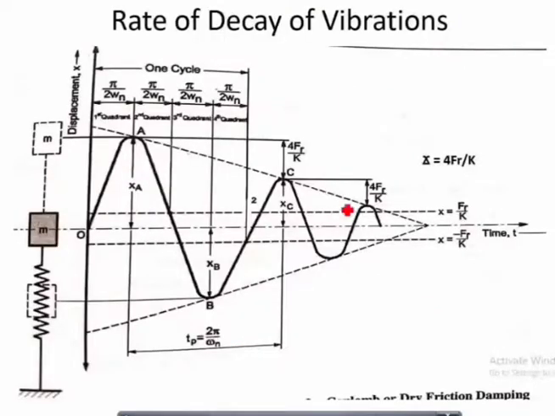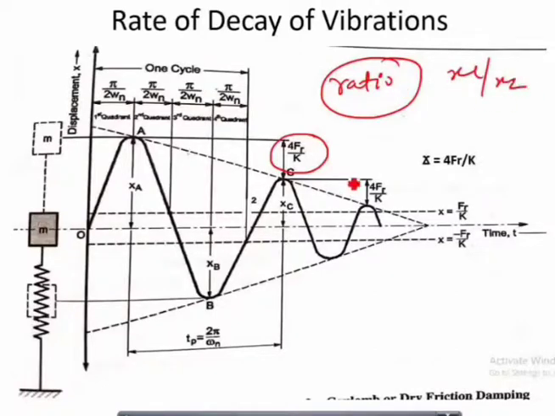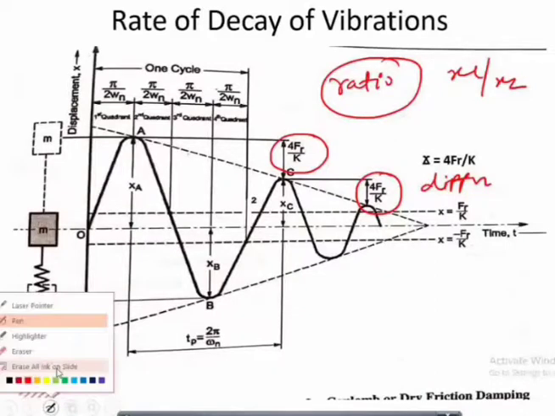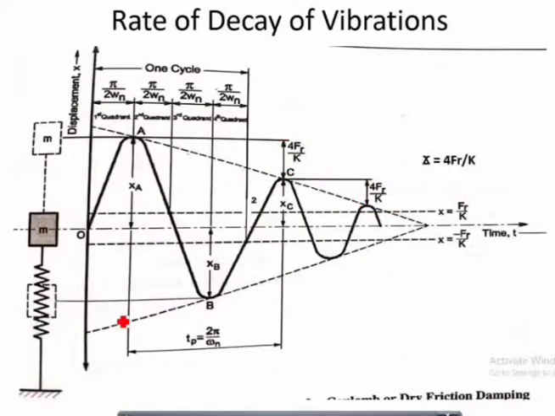But in case of Coulomb's damping, it is the difference between two successive amplitudes. So ratio and difference, these are the two words. In viscous damping, that word is the ratio of two successive amplitudes, x1 upon x2. And in Coulomb's damping, that word is difference: the difference between two successive amplitudes is constant. So this is a very important differentiation between viscous damping and Coulomb's damping. I hope you have understood this.